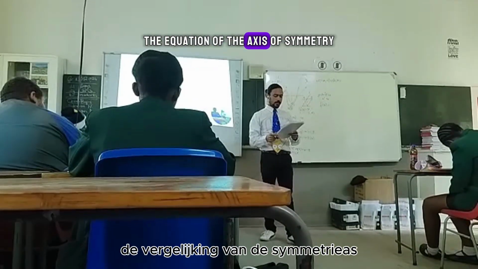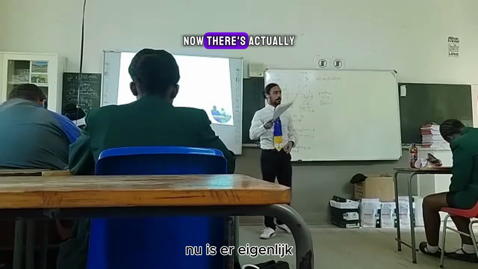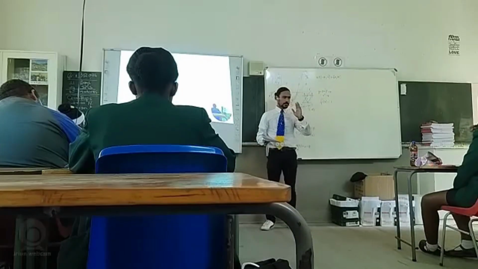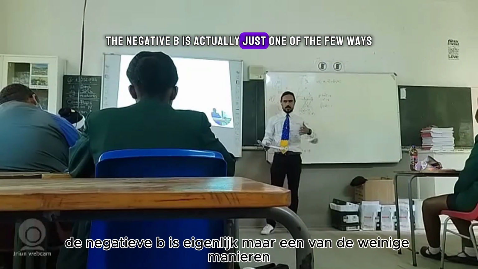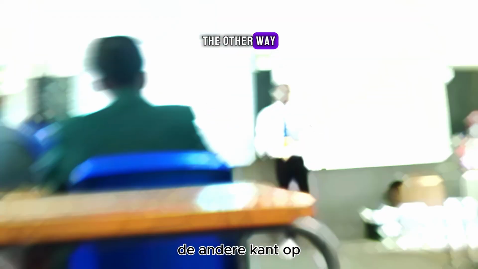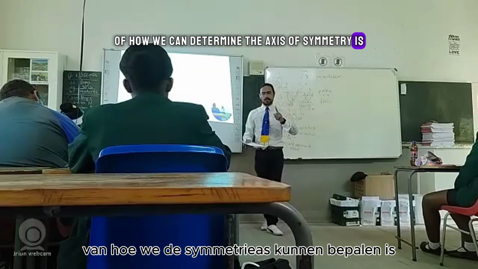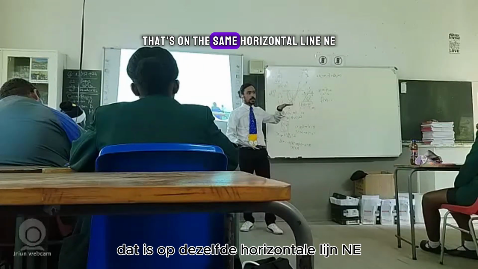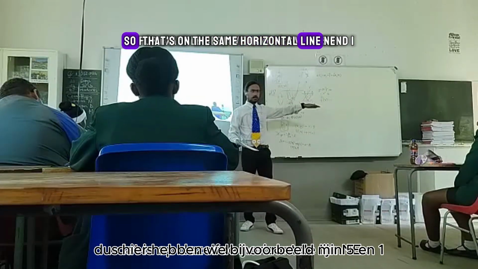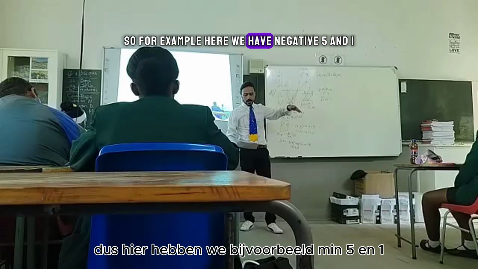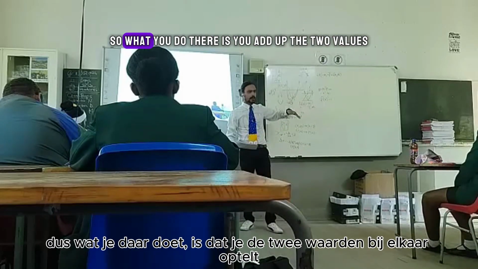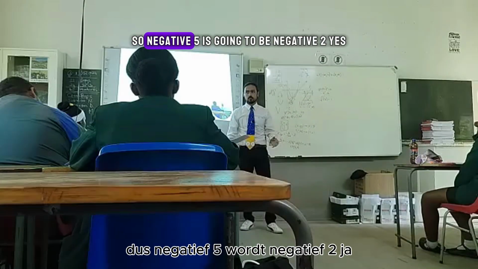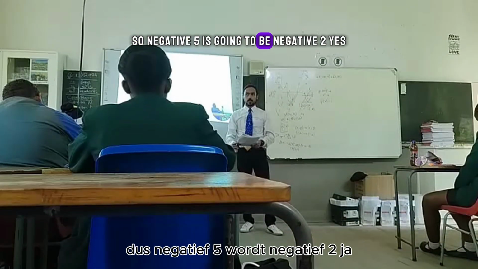The equation of the axis of symmetry. Now there's actually not only one way how we can determine the axis of symmetry. Negative b over 2a is just one of the few ways. The other way is if we have two values of the parabola that are on the same horizontal line. So for example, here we have negative 5 and 1. So what you do there is you add up the two values and divide it by 2. So negative 5 plus 1 is negative 4, divided by 2 is going to be negative 2.